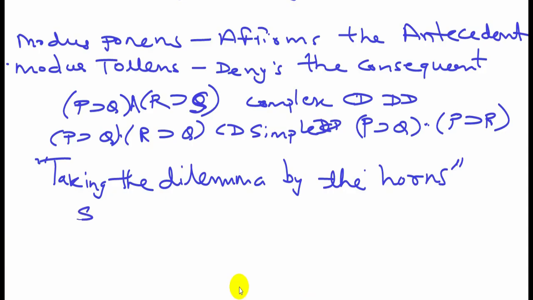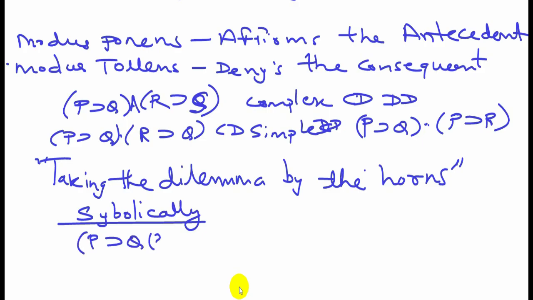So, symbolically, we write it like this. If P then Q, but also followed by something. So we don't know what it is followed by. So this is questionable.